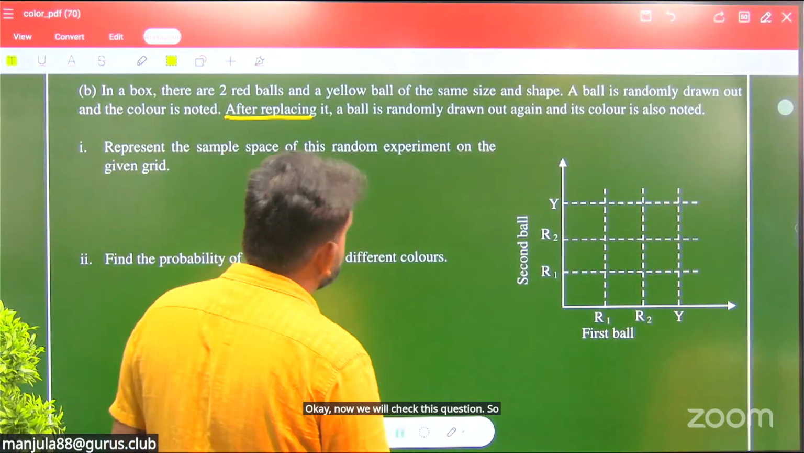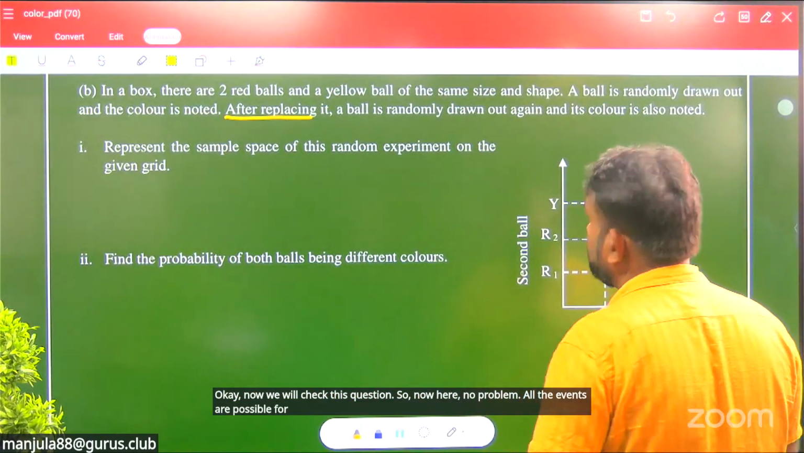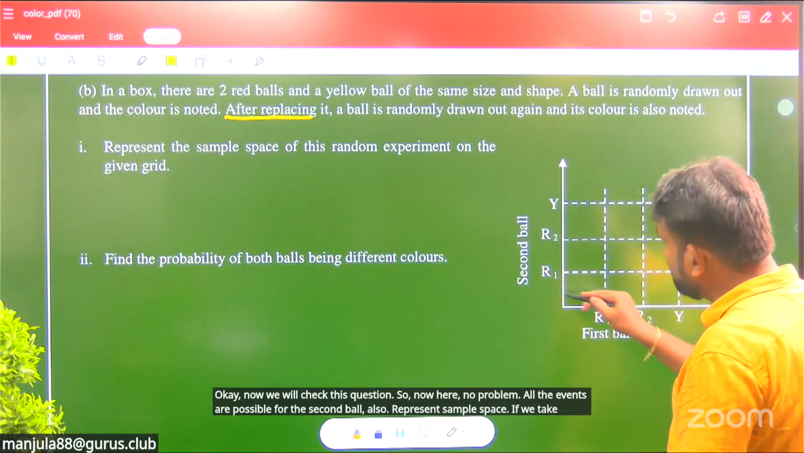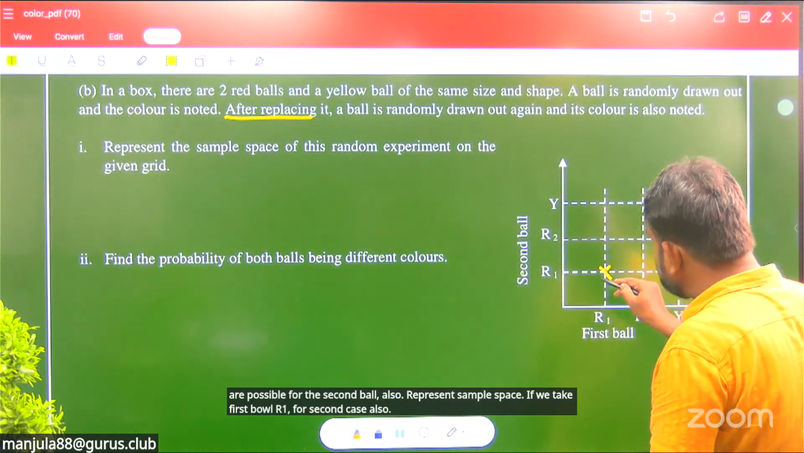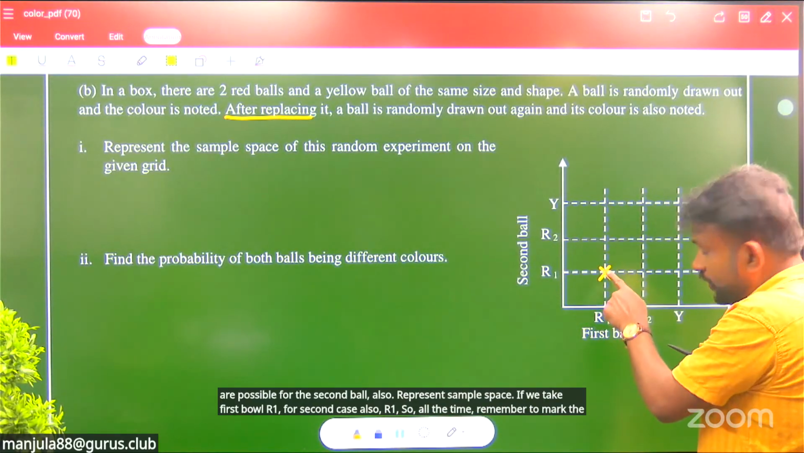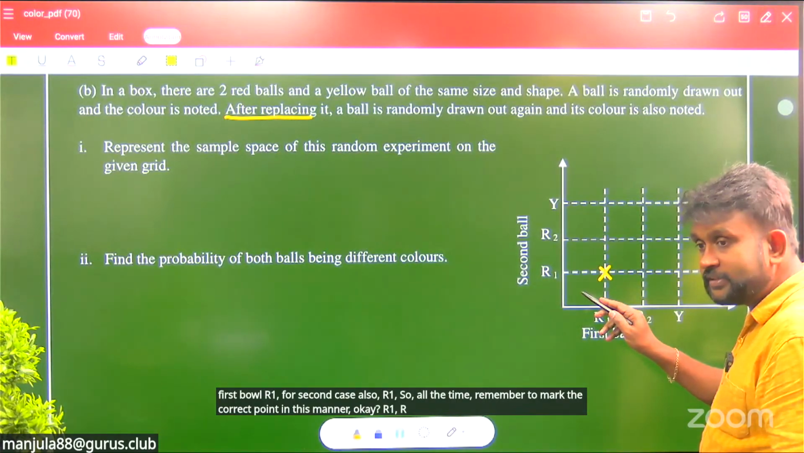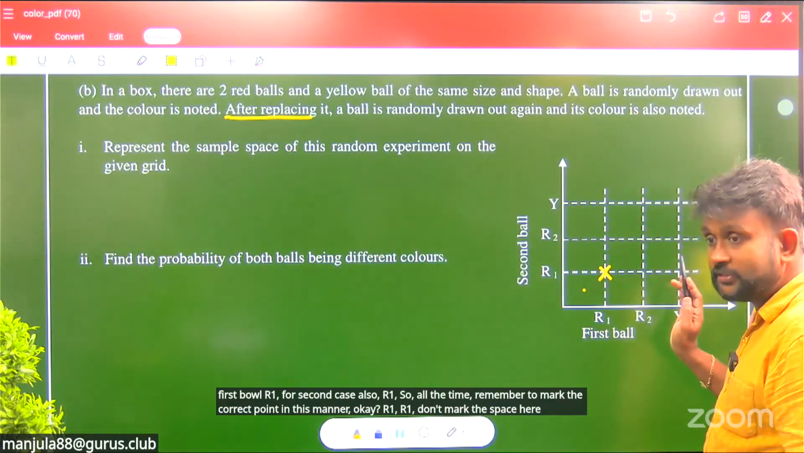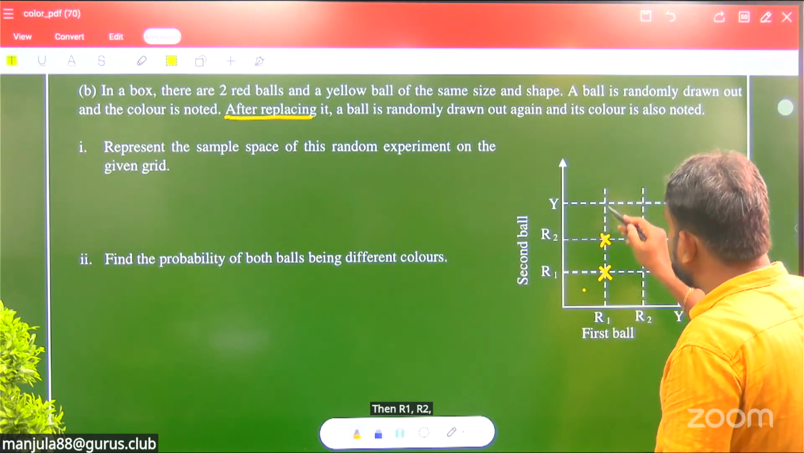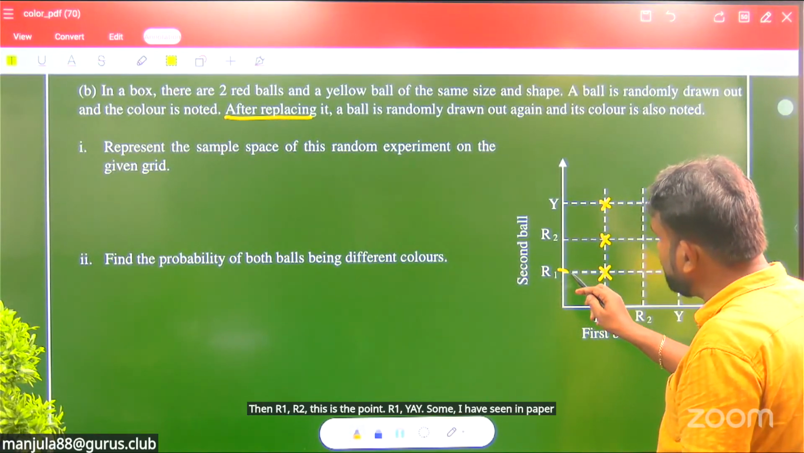So here, no problem. All the events are possible for the second ball also. Represent the sample space. If we take R1 as the first ball, R1 is there for the second case also. So all the time remember to mark the correct point in this manner: R1, R1. Don't mark the space here or somewhere else. This is the exact point. Then R1, R2, this is the point. R1, Y.